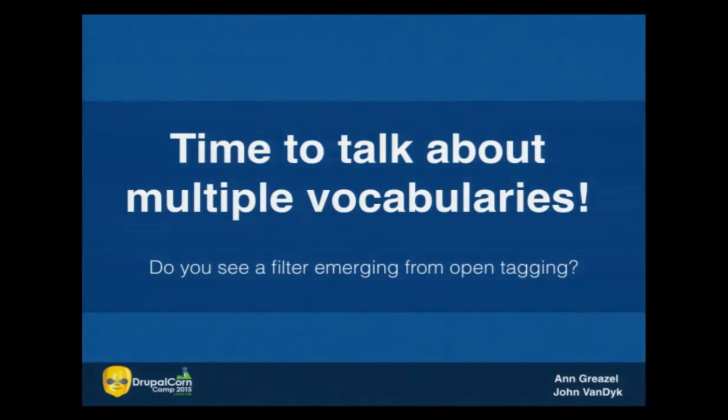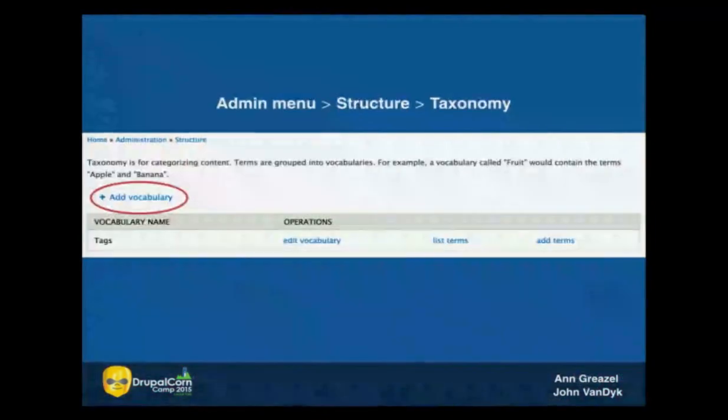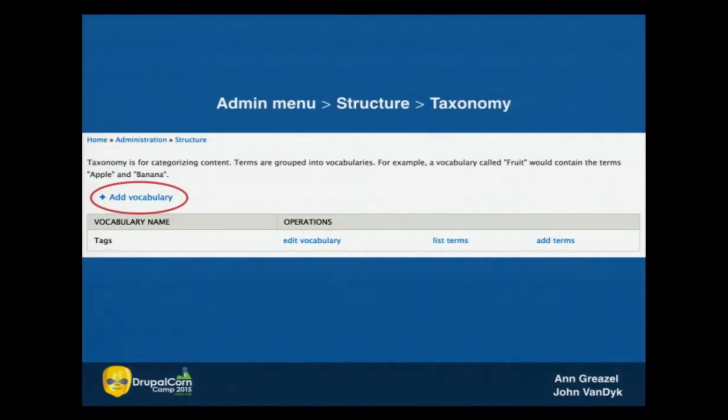So how do you add a vocabulary? Instead of just having tags, how do I add another one? So we're going to demo that. Remember we went to structure taxonomy, and I showed you the tags vocabulary, and we went ahead and edited that vocabulary. There's a little plus with add vocabulary above vocabulary name that you can select to add a new vocabulary.